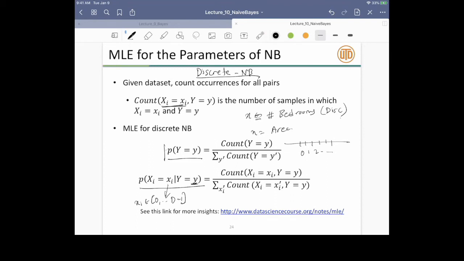So I take one of the values of xi, where xi is the ith feature, one of the values from 0 to D minus 1, and I take the class label y. In my data set, I look at the count of how many times this comes in, and then I divide by the count of the rest of the values. So I take the sum over all the other xi prime, which also has the same thing.